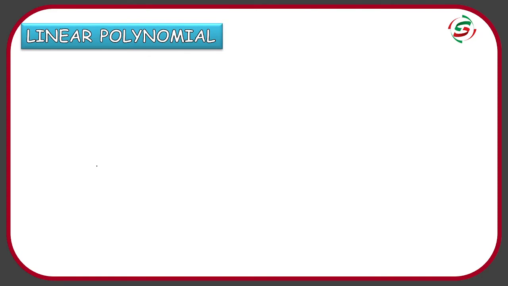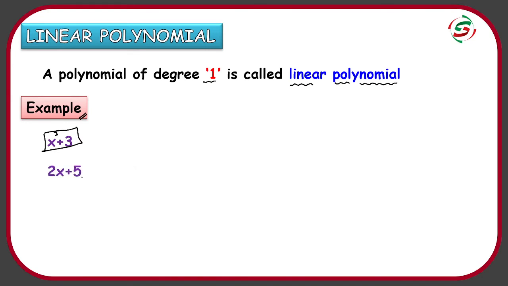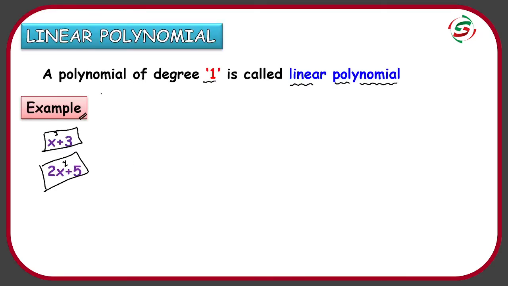So now quickly we can go for linear polynomial. Linear polynomial means a polynomial of degree 1. A polynomial of degree 1 is called a linear polynomial. Example, you just see the example x plus 3. Here the power is 1, therefore this is a polynomial of degree 1. See here also the power of x is 1, so this is also a linear polynomial. Clear? So a polynomial of degree 1 is called a linear polynomial.